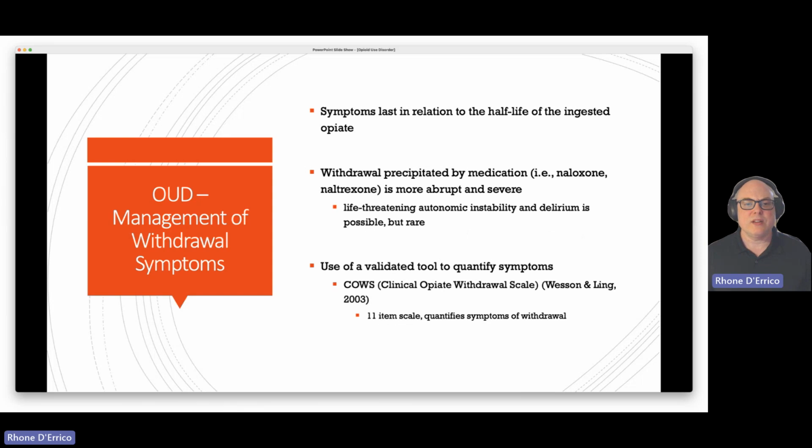Now, how do you manage these withdrawal symptoms? Now, the symptoms are going to last in relation to the half-life of the ingested opiate. So short-acting opiates are going to have some very severe withdrawal symptoms that tend to wear off fairly quick. Long-acting, they may be milder withdrawal symptoms, but they're going to last longer. Now, generally, withdrawal from opioids is not life-threatening, even including what we'd call cold turkey, just stopping. One possible exception to this is if you're precipitating it by naloxone. So if you're giving someone that was especially a heavy opioid user a huge dose of naloxone, that can be such a change to their system that we do see in the literature some life-threatening autonomic instability.